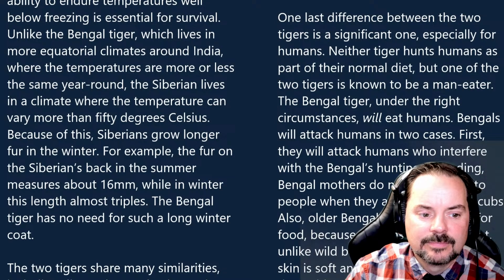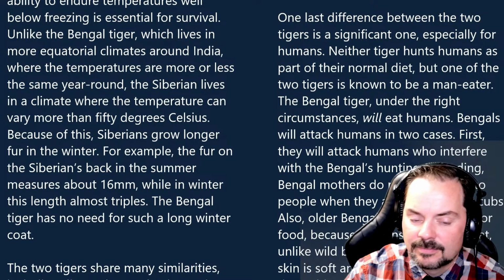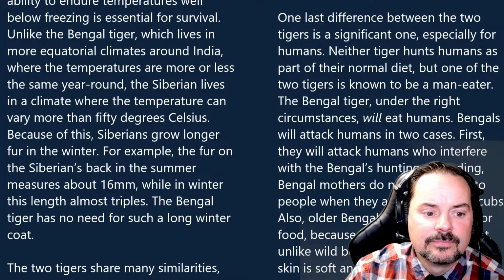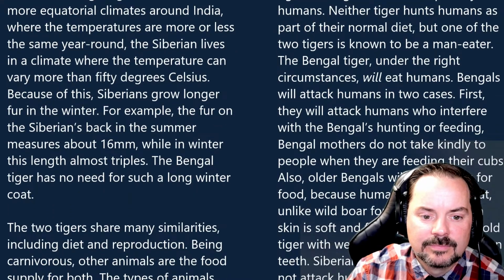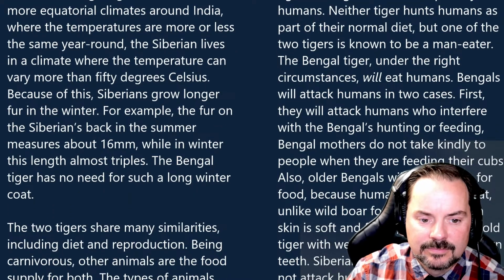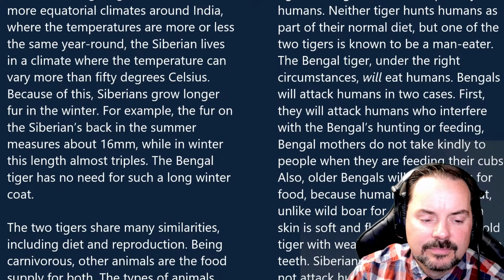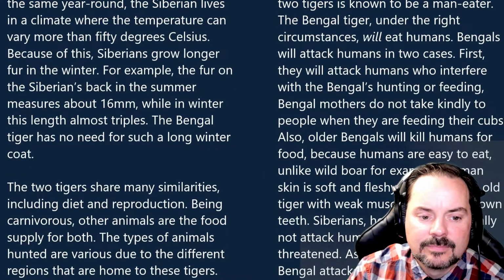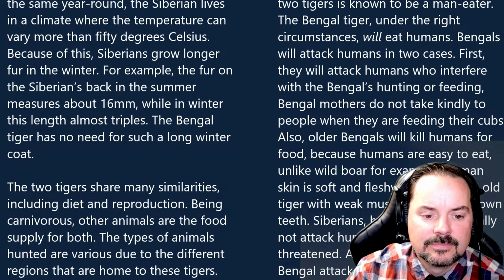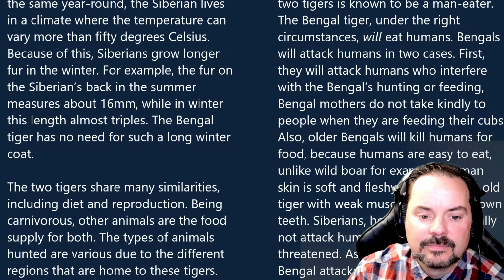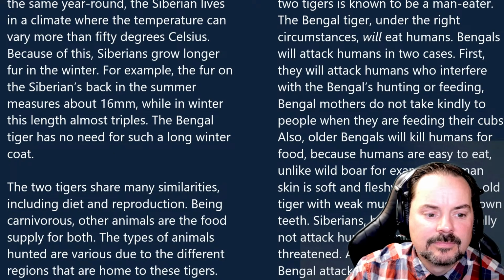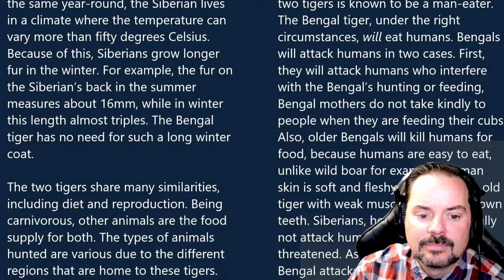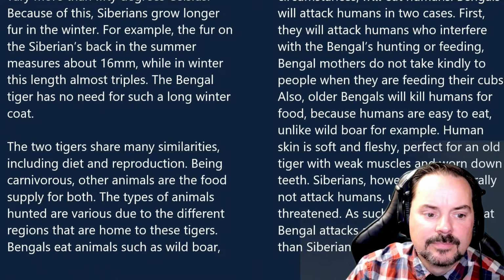The Siberian lives in a climate where the temperature can vary more than 50 degrees Celsius. Because of this, Siberians grow longer fur in the winter. For example, the fur on the Siberian's back in the summer measures about 16 millimeters, while in the winter this length almost triples. The Bengal tiger has no need for such a long winter coat.